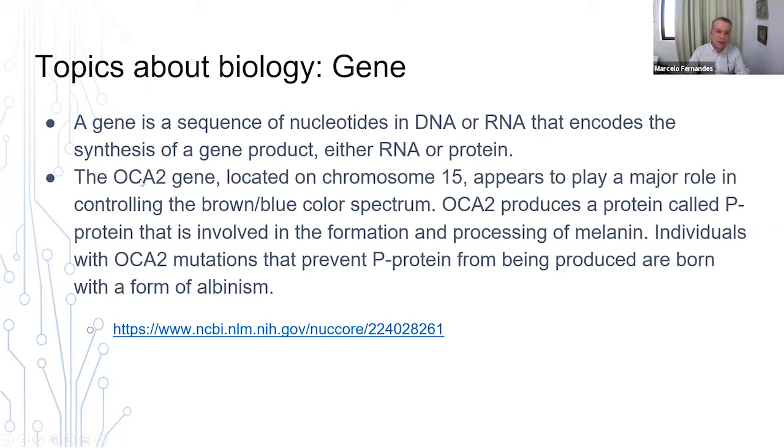For example, the OCA2 gene, located in chromosome 15, appears to play a major role in controlling the brown or blue color spectrum, and OCA2 produces the protein called P protein, which is involved in the process of melanin. Individuals with OCA2 mutations that prevent P protein from being produced are born with a form of albinism. Of course, if you know the DNA gene, you know about some diseases and other functionalities.